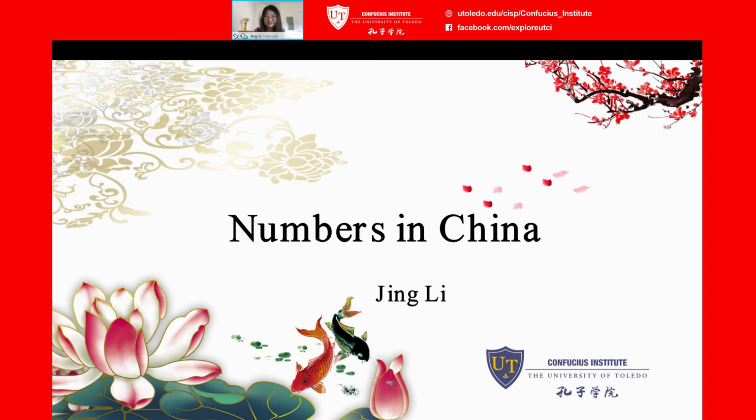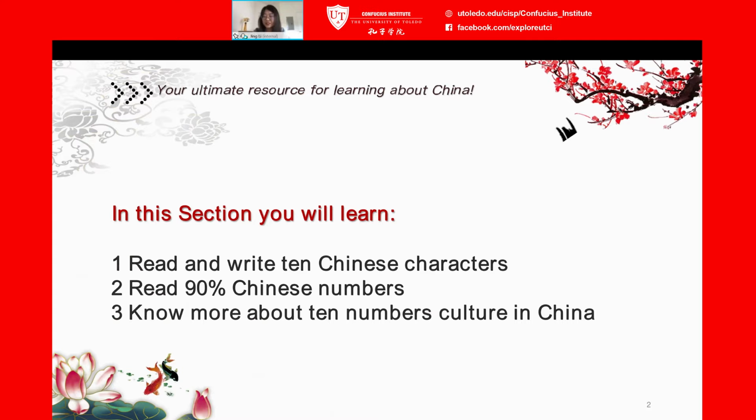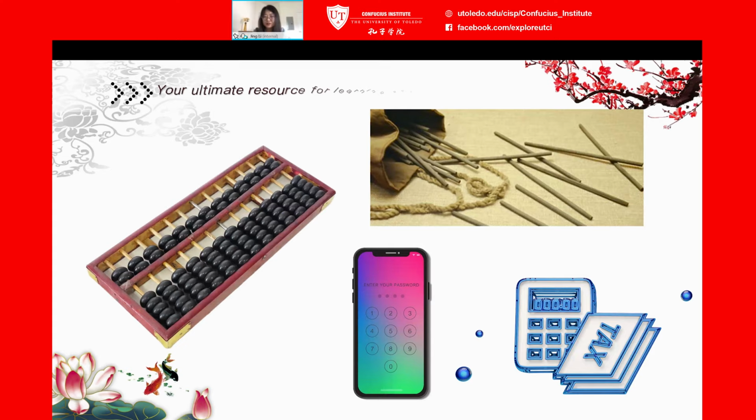In this section, you can read and write 10 Chinese characters, read 90% of Chinese numbers, and know more about the culture of numbers in China. When we talk about numbers, they are everywhere, right? Here I want to introduce some ancient Chinese calculating tools. This is the abacus and this is the counting rod. It's a very ancient Chinese calculating tool, older than the abacus.